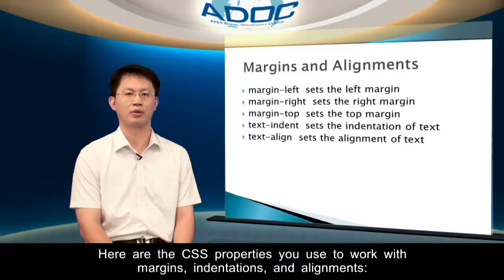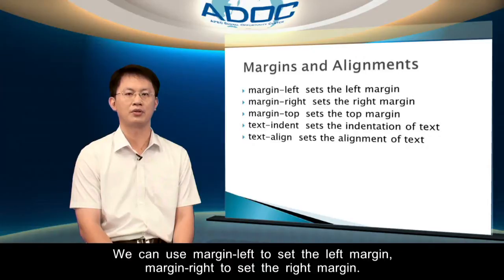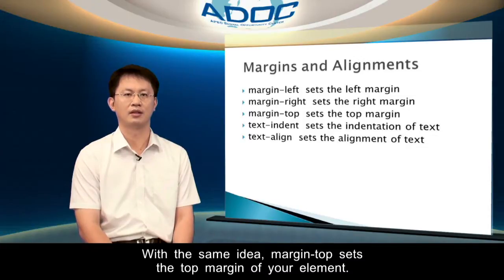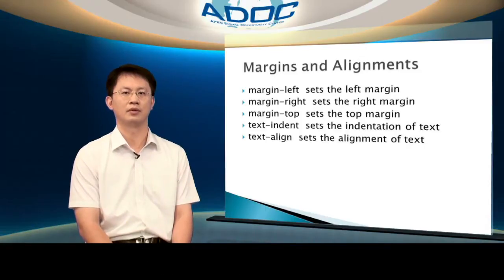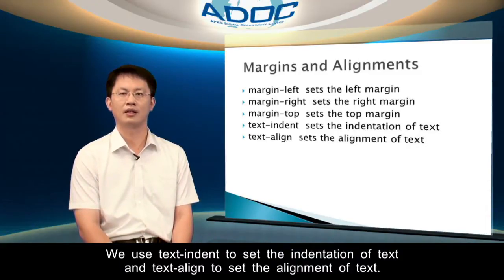Here are the CSS properties you use to work with margins, indentations, and alignments. We can use margin-left to set the left margins, margin-right to set the right margins. With the same idea, margin-top sets the top margin of your elements. We use text-indent to set the indentations of text, and text-align to set alignments of text.